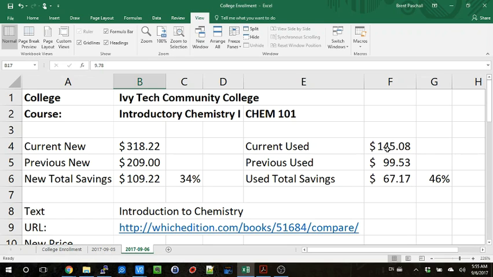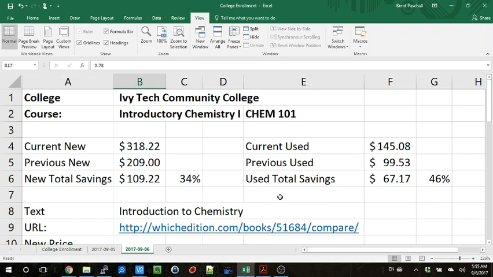If we're in the market for used textbooks and we're buying the current editions, we'll spend $145 on these two textbooks. If we buy the previous edition of the one textbook where that actually gave us a price advantage, we'll end up saving $67.17 for a total savings of 46%.